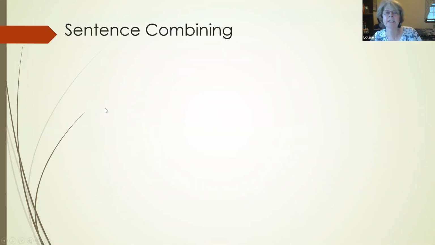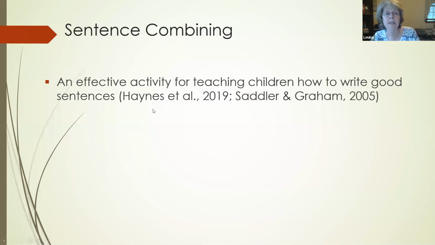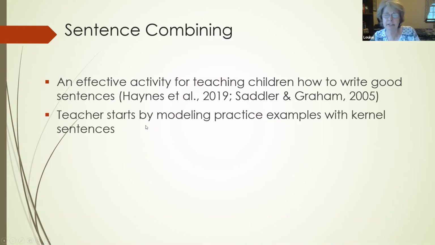Sentence combining, which I alluded to earlier, is a sentence level written expression activity. And authorities have made the point that sentence level reading and writing often doesn't get a lot of attention, but it's an important level. So this is an effective activity for teaching children how to write good sentences. The teacher starts by modeling practice examples with kernel sentences. You have a set of kernel sentences, and the children have to combine them into one good sentence. I'll show you an example in just a moment.